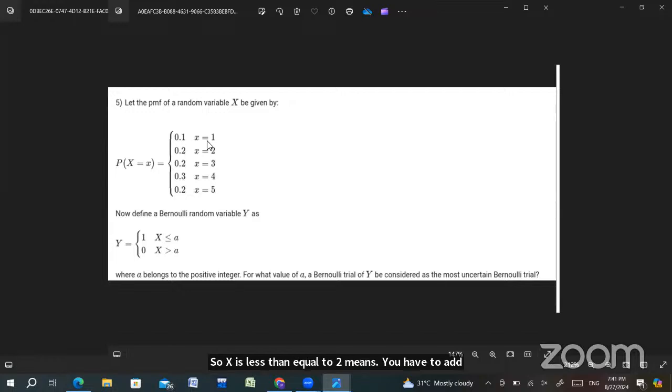Again, it will be 0.5. And when you find for X equals 3, then it will be 0.5. The correct value of a will be 3 point something. Okay, ma'am. Got it, understood, ma'am. Thank you, ma'am.